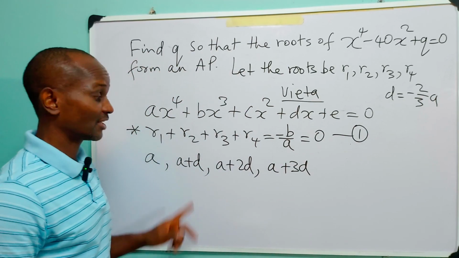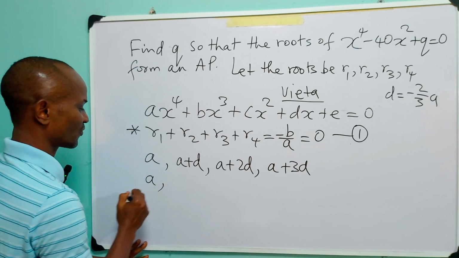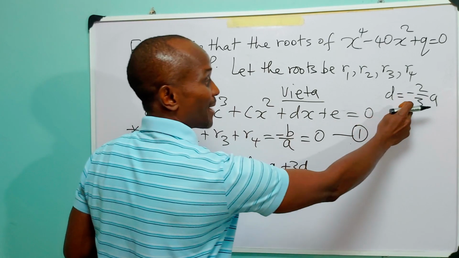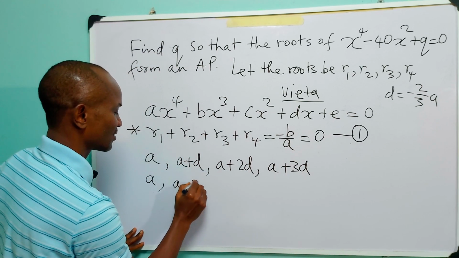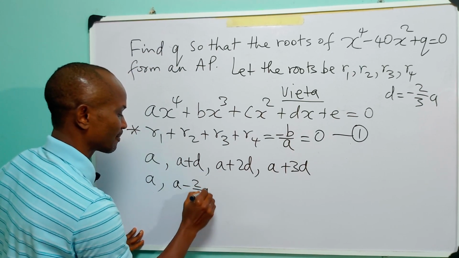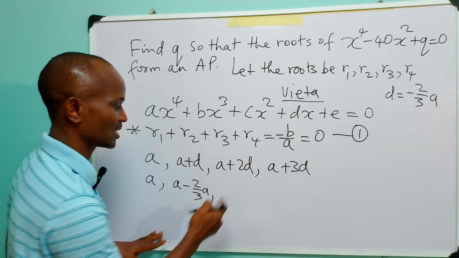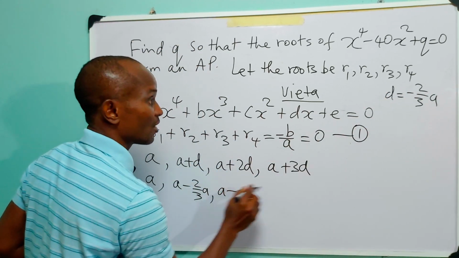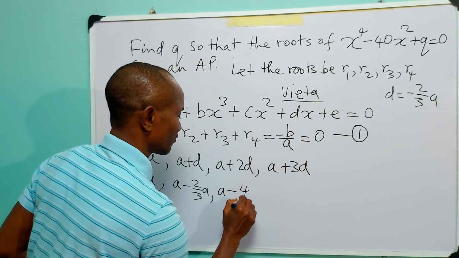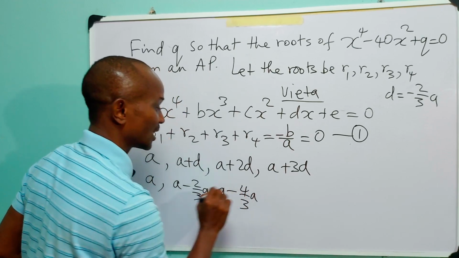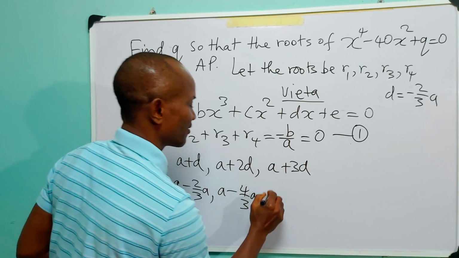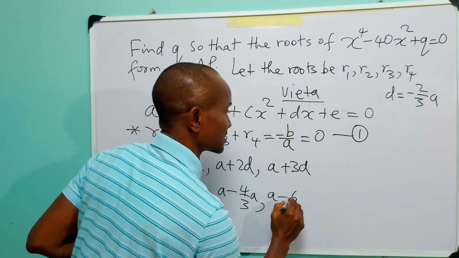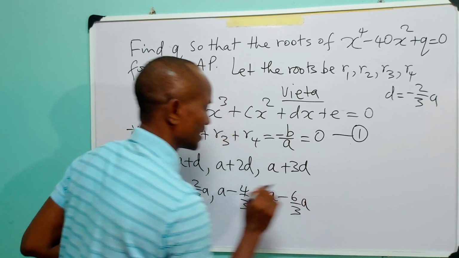So that tells us that the four roots, we have a, of course. And here we have a plus minus 2 over 3 a. That is minus 2 over 3 a. That is the second root. Here we have a plus 2 times that. That is a minus 2 times 2 is 4 over 3 a. And for the third one, we have a minus 3 times 2 is 6 over 3 a.